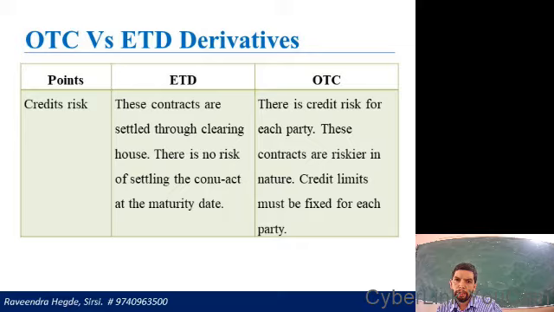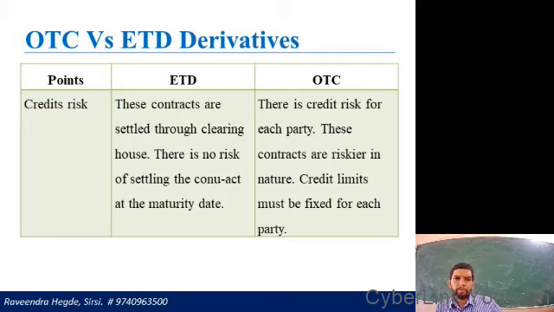So in ETD, the risk is nil. The risk is zero. The reason is the contracts are settled through the clearing house, and in OTC there is a risk because the contracts are settled by the party itself. So these are the few differences between OTC and ETD derivatives.